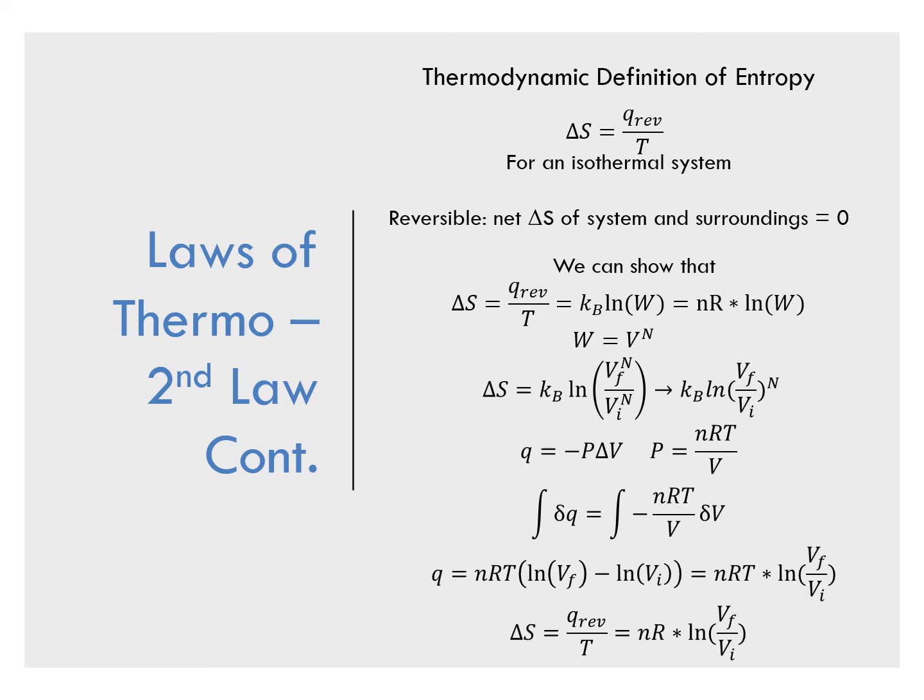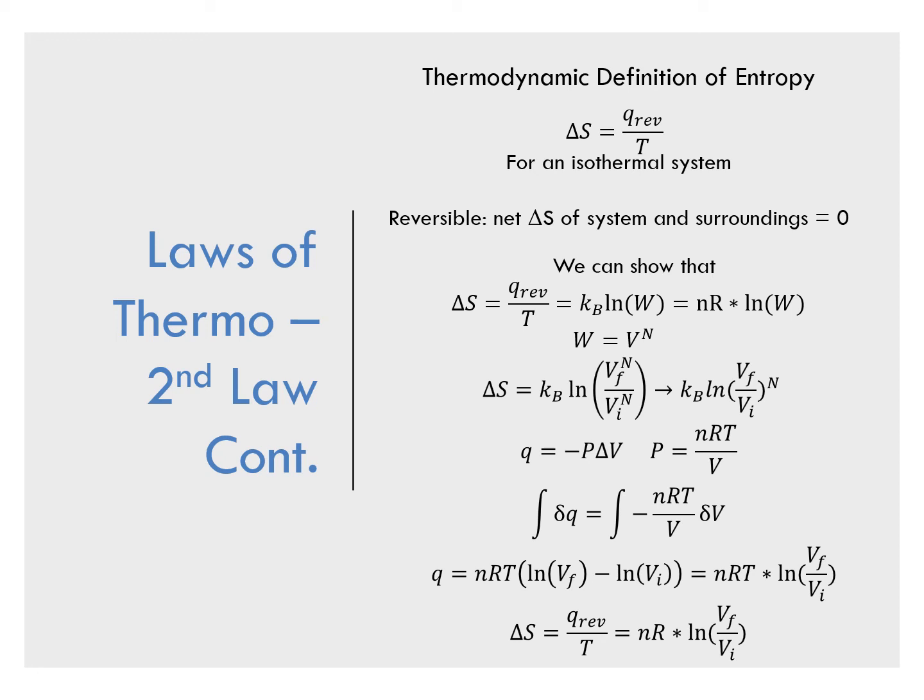So the way that we go about doing this is we define capital W, or the ways that things can be arranged, is equal to the volume raised to the n power. So this is going to be whatever amount of molecules that you have in a system. So we're going to further plug that into our equation and have delta S is equal to the Boltzmann constant times the natural log of Vf raised to the n over Vi raised to the n. And again, that simplifies to the Boltzmann constant times the natural log of Vf over Vi raised to the n.